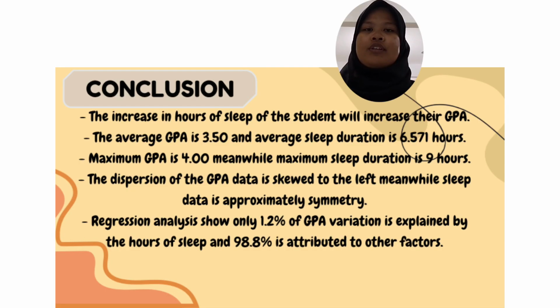Thank you. For the conclusion, based on the data that we have interpreted, an increase in hours of sleep of students will increase their GPA. The average GPA is 3.50 and the average sleep duration is 6.571 hours. Next, the maximum GPA is 4.00, while the maximum sleep duration is 9 hours. The dispersion of the GPA data is skewed to the left, while the sleep data is approximately symmetrical. Lastly, regression analysis shows that only 1.2% of GPA variation is explained by the hours of sleep and 98.8% is attributed to other factors.